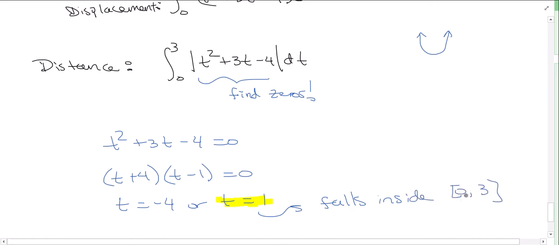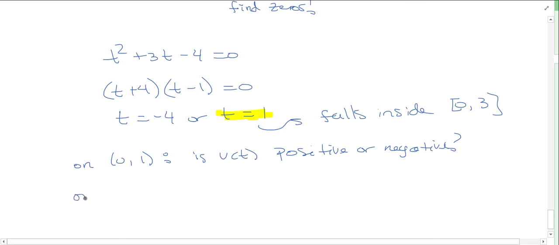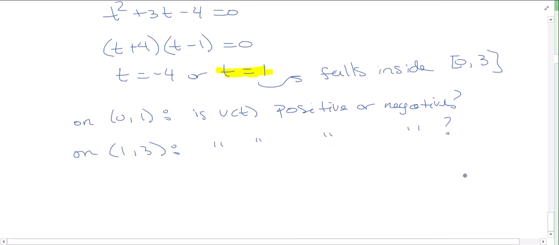So we want to see what's happening from 0 to 1, and then from 1 to 3. On 0 to 1, what is the function doing? Is v of t positive or negative? Why do I need to know that? Because if it's negative, then the absolute value tells me to do negative v of t. And then on 1 to 3, same thing. Is v of t positive or is it negative? Because we want to know how we're going to treat it.